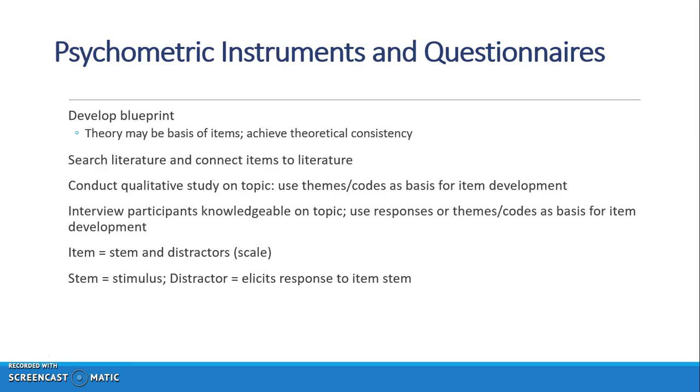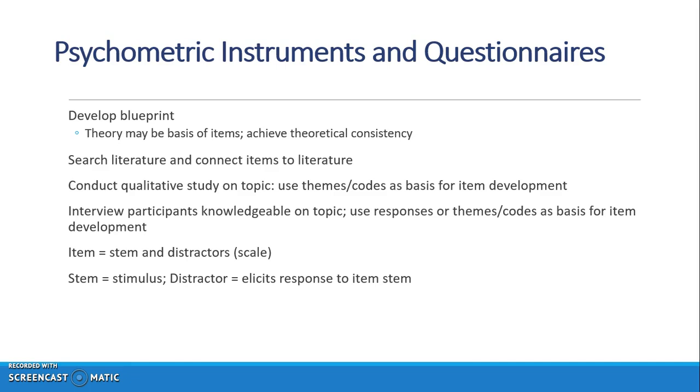You can also search the literature and connect, on a map or a table for a study, how the items link to a very specific instrument, let's say on the construct of caring. You can also conduct a qualitative study and use the themes or the codes as the basis for item development. People who live and breathe and experience the phenomenon can also be considered the originators of some of the items for an instrument.